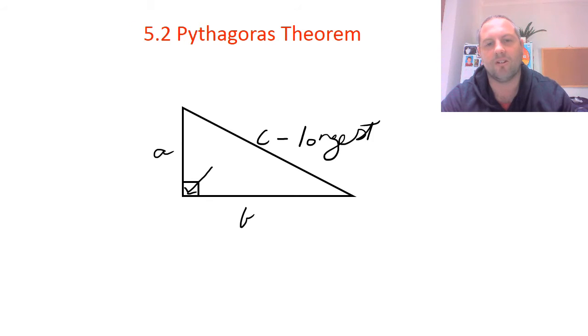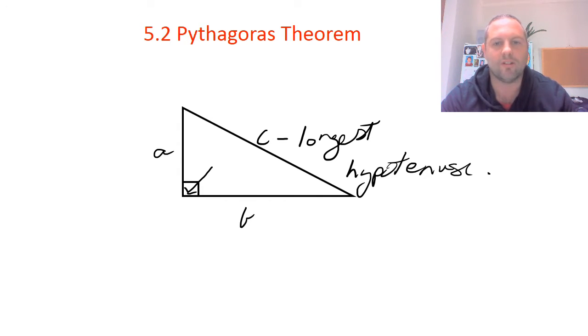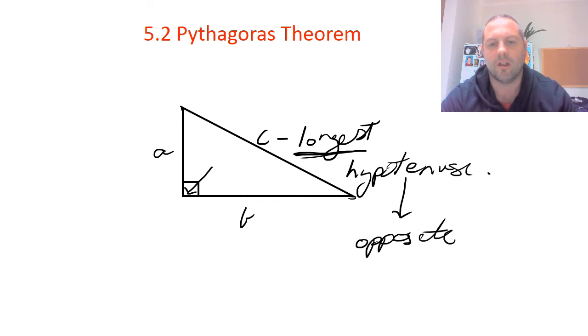Now, this side here is called the hypotenuse. The hypotenuse is always the longest. Okay, so it comes from here and here. The hypotenuse can also always be found opposite the right angle. Okay, that's where you'll find it.